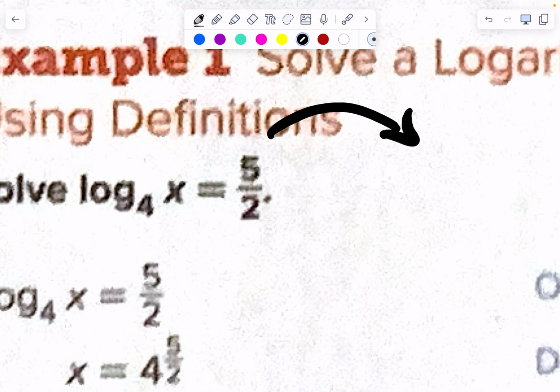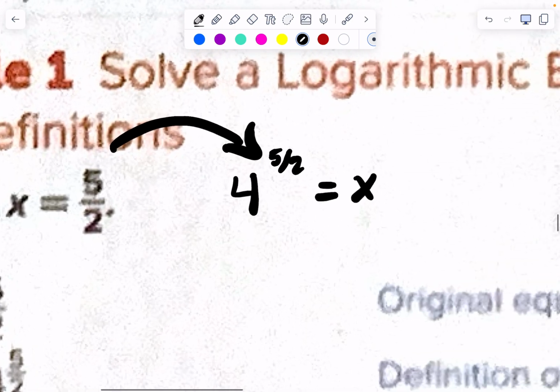All right, when I switch him, he is 4 to the 5 halves power equals x. Okay, now, the 5 halves power, you can type this into your calculator, 4 to the 5 halves, and get the answer, right? But here's what the 5 halves power means. Ready? The 2 on the bottom means the square root, yeah? So this is like the square root of 4 to the 5th power. Do you see how that works? Okay? 4 to the 5 halves power is the square root of 4 to the 5th power, because the 2 on the bottom means square root, yeah?